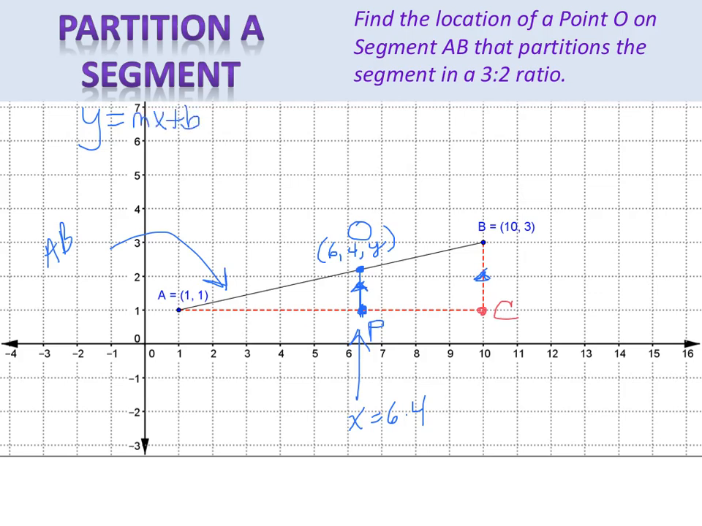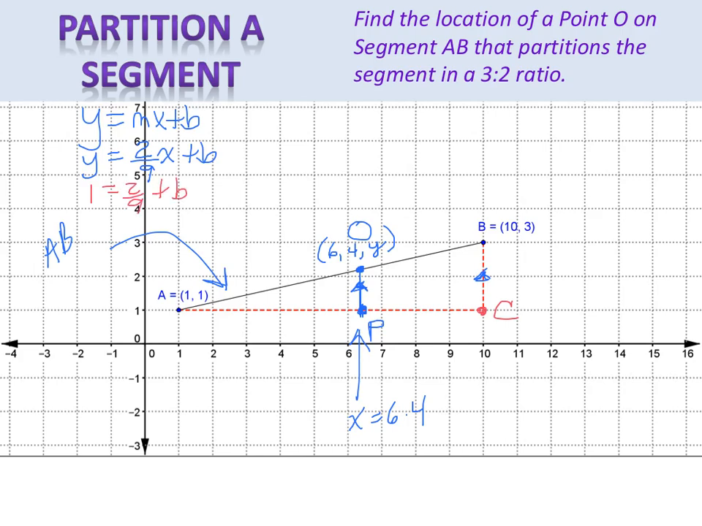We're continuing to use the same segment. We know the slope is 2/9, rise over run. And I can substitute in either A or B as an ordered pair to solve for the y-intercept. I'm going to choose A, just for convenience, 1, 1 here. So I'm going to substitute in 1, and 2/9 times 1 is 2/9 plus b.